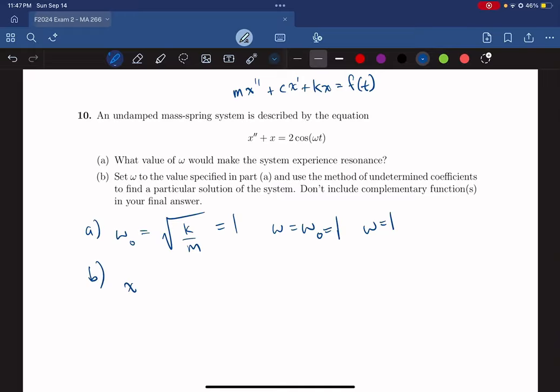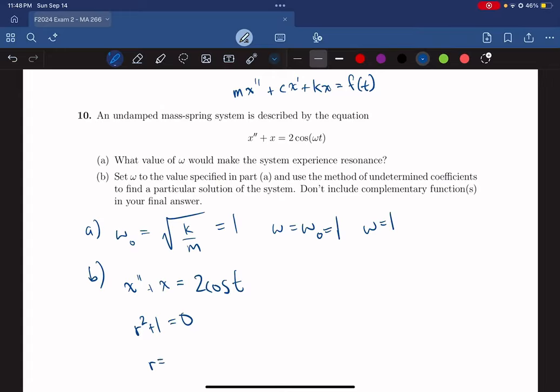It tells us to plug in that value and solve the system. So we're going to plug in that value and then rewrite our system. So we have x double prime plus x equals 2 cosine, and then I'm going to plug in omega as 1, so we just have 2 cosine t. And from here it's pretty simple, just the method of undetermined coefficients. So we're going to do the characteristic equation and then set it equal to 0.